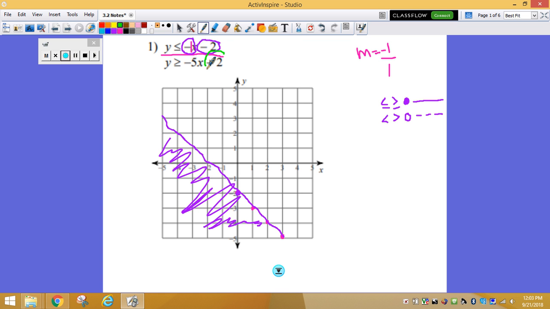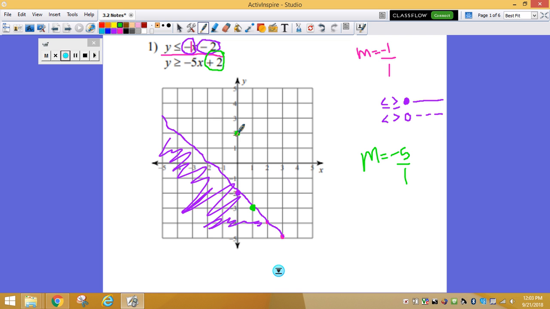Again, I'm going to start with my y-intercept, which is at positive 2. So that's that green dot. My slope is negative 5. Again, to turn it into a fraction, put a 1 under it. So that means I'm going to go down 5 from this point. Down 1, 2, 3, 4, 5, and over 1. And again, it has the line under it.